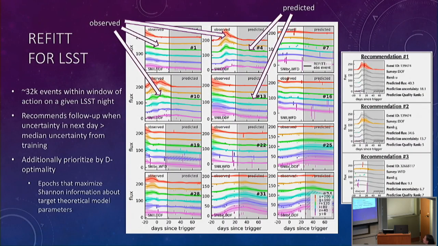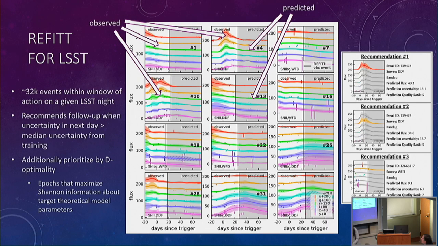So here's what we did. We simulated Refit for a given LSST night. This is a subset of the question of what a system like Refit can tell you about when to take data. We gave it about 32,000 events within a predefined window of action from the PLAsTiCC data set. The main panel here is Refit's prioritization. None of these are recommendations. This is just prioritized based on prediction confidence. This is, for instance, number one ranked on that night, given 32,000 events, and all the way down to 34.